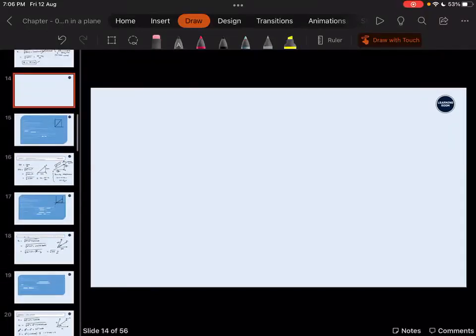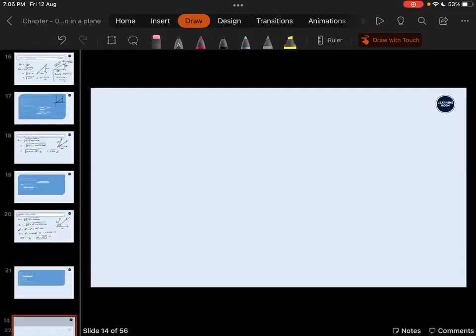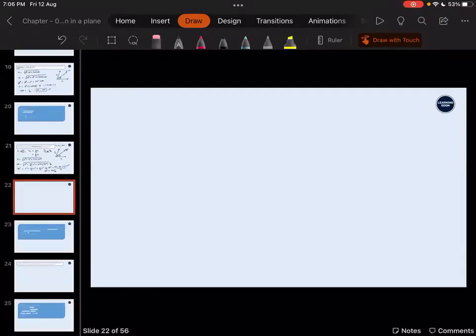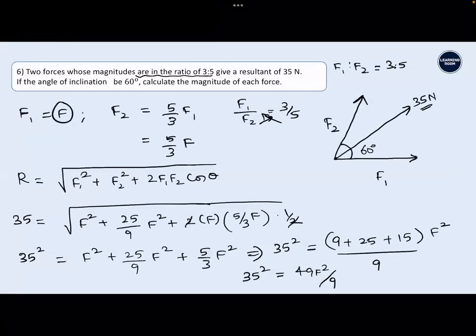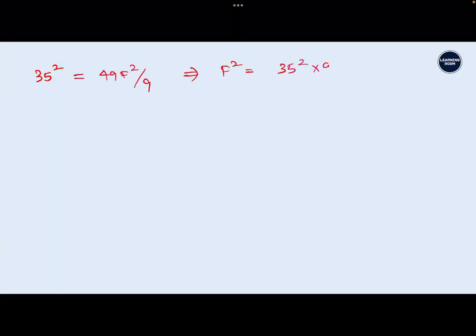This problem is the sixth. So if you see, 35 square is equal to 49 F square divided by 9, which implies F square is equal to 35 square into 9 divided by 49.